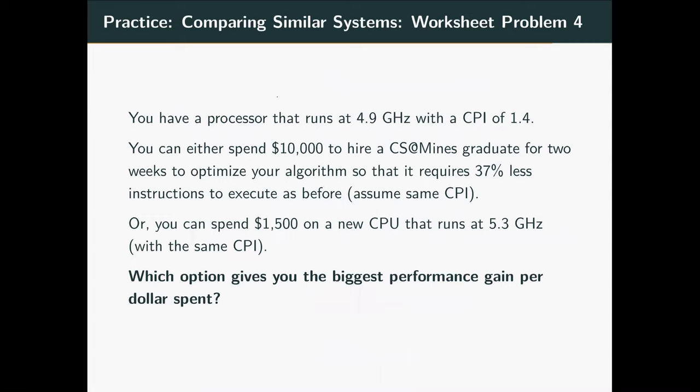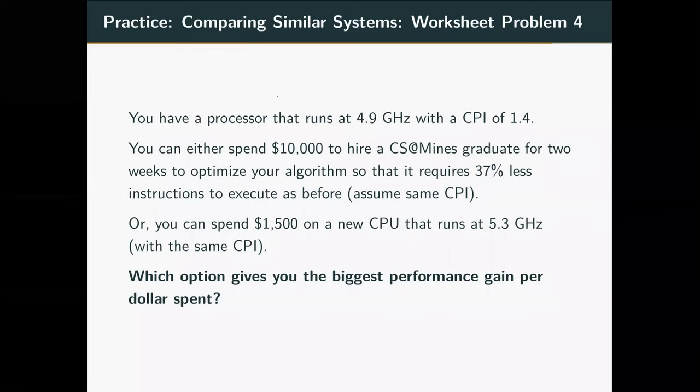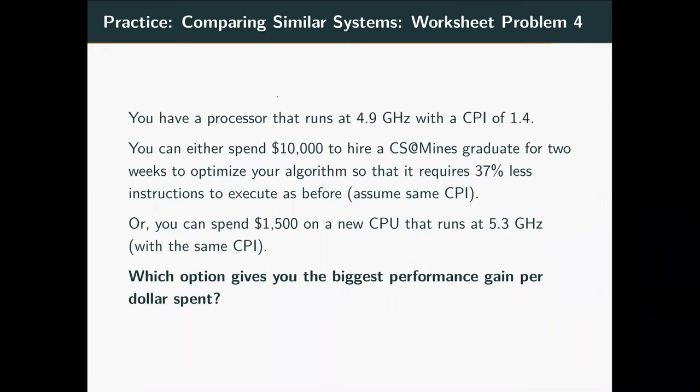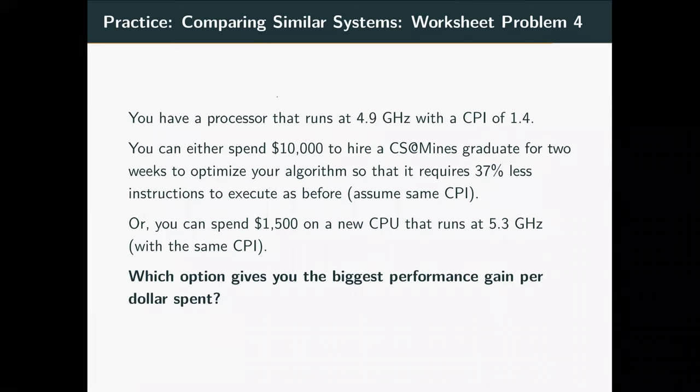Okay, let's look at the last worksheet problem. This one's a little bit different. We're comparing two different, similar systems. Currently we have a processor running at 4.9 gigahertz with a CPI of 1.4. And we have two different options. We can either spend $10,000 to hire a CSM Mines graduate for 2 weeks to optimize the algorithm so that it requires 37% fewer instructions to execute as before, and we're assuming the same CPI. So that's option one. Option two is we can spend $1,500 and buy a new CPU that runs at 5.3 gigahertz with the same CPI. The question is, which option gives you the biggest performance gain per dollar spent?